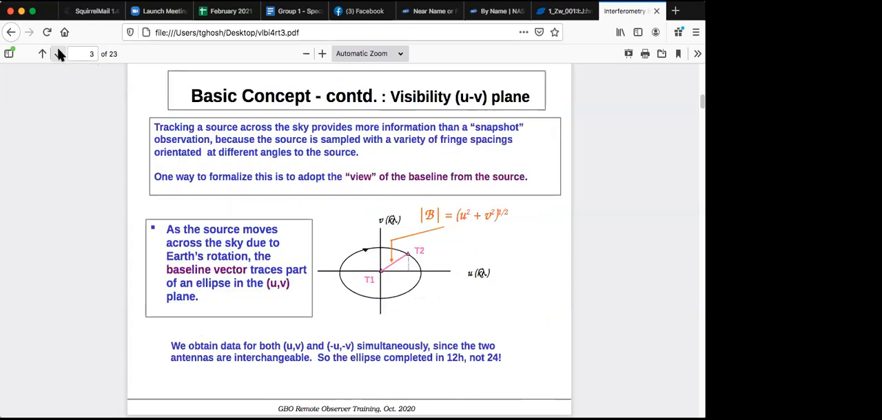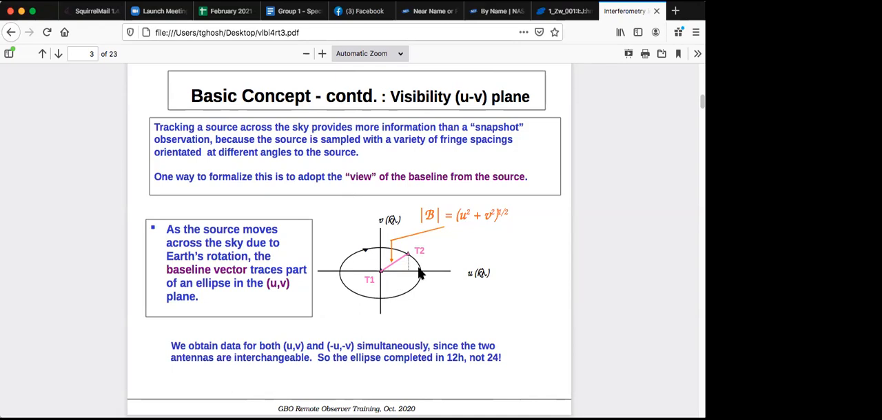Now, when you track a source across the sky, this is telescope 1 and telescope 2, as seen from a direction in the sky. The baseline vector traverses an ellipse on a plane that is perpendicular to the direction of the source. So imagine a plane on the surface of the earth that's tangent to the direction to the sky, and there the baseline vector traverses an ellipse.